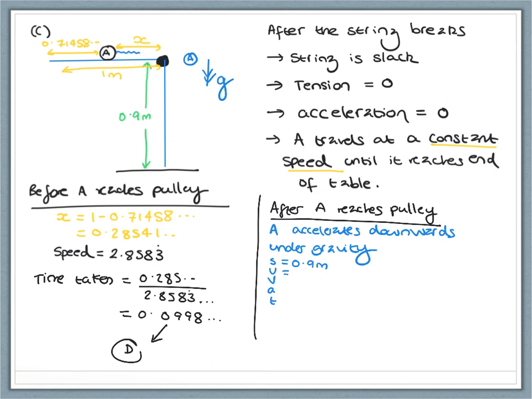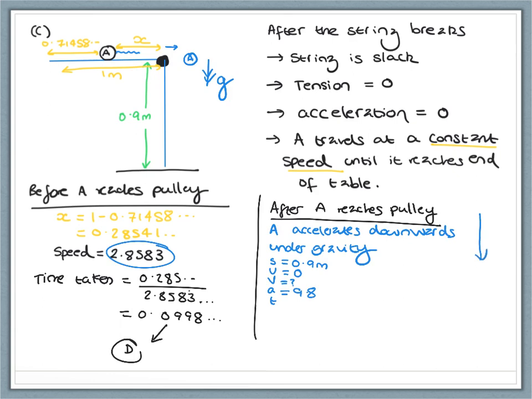The velocity with which we start our downwards motion is 0. It is not the velocity 2.8583 recurring, because that was a horizontal velocity, and what we have here is a starting point of a vertical motion, so it starts off with 0 velocity. The final velocity we don't know. The acceleration is equal to 9.8.